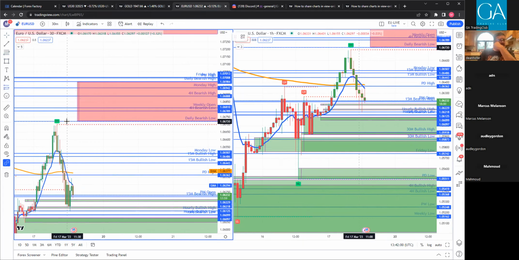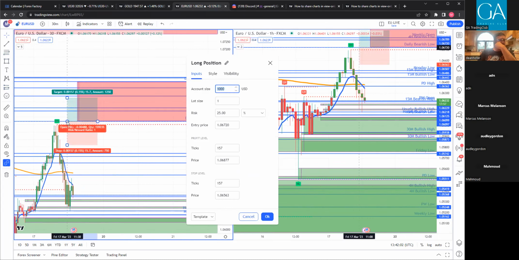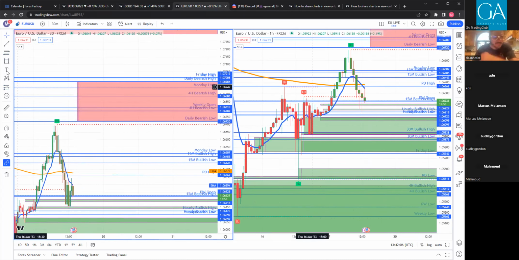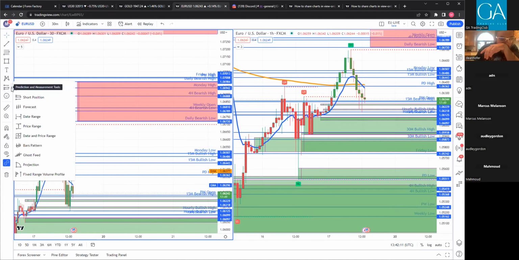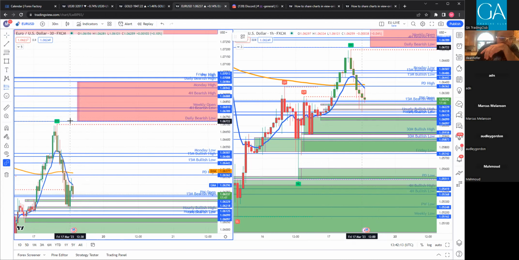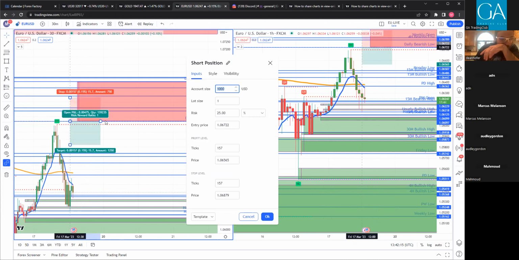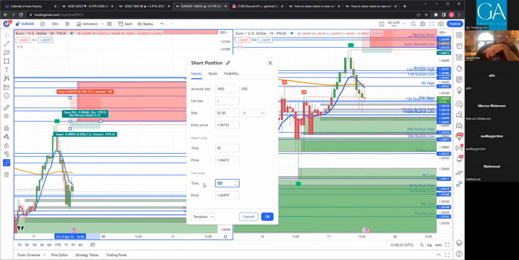So my first sell was at 106. Sorry, that's a buy. 1.06720. So I still have those pending sells, so if you guys want to put them in with me. What is this? I had a 50 pip stop loss, I believe, or 50 pip take profit, 50 pip stop loss.